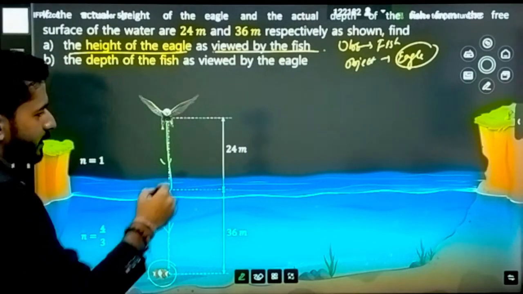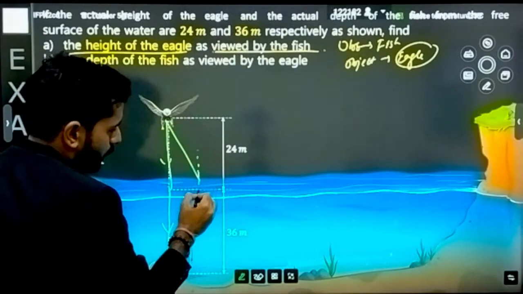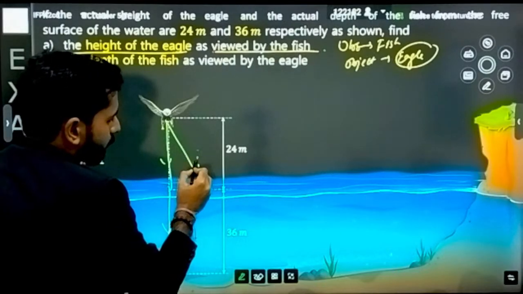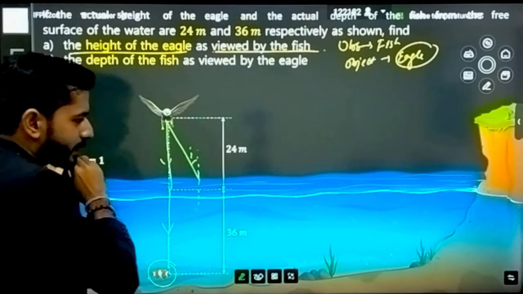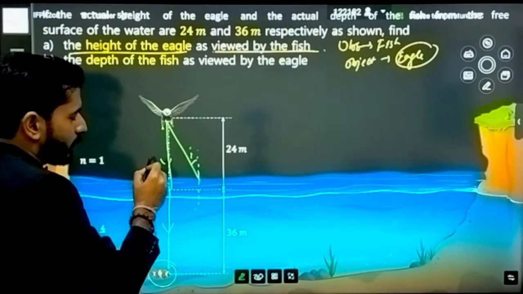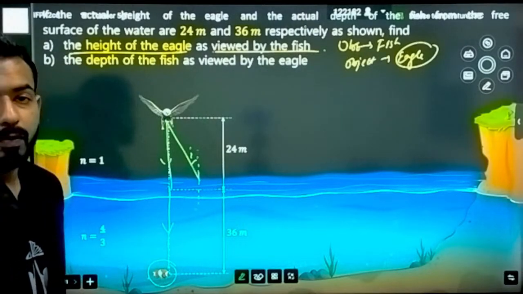Take some second ray at some angle. I have taken at some angle, like this. Now what you will be doing? This will be behaving like angle of incidence. This is going to behave like angle of incidence. Now you will have again two options. You are going from rarer to denser medium. When you are going from rarer to denser medium, what you will be doing?